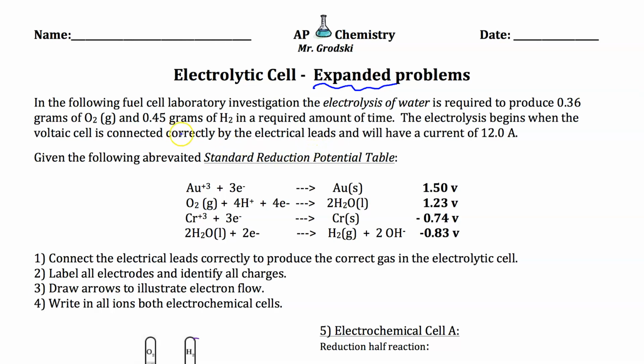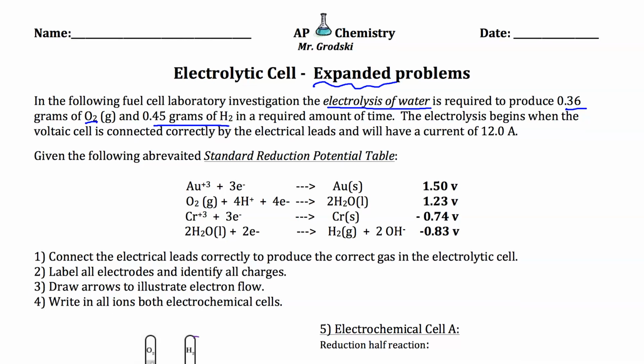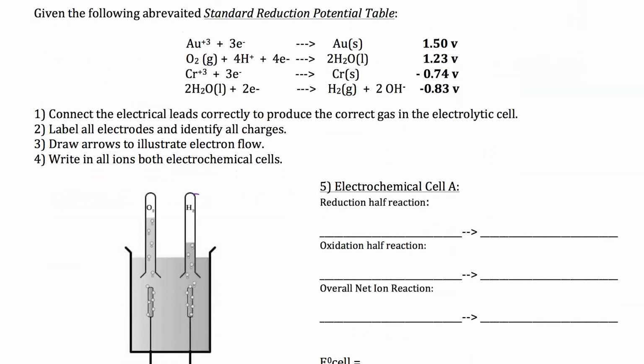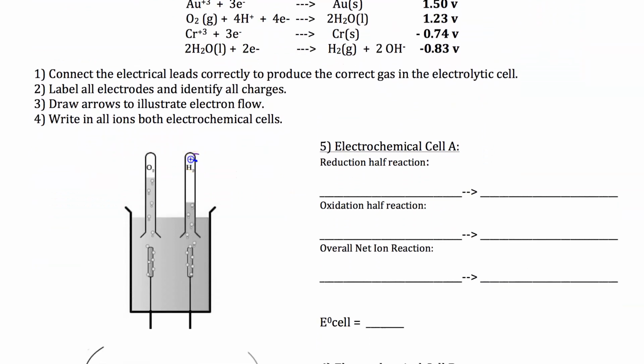And what they say, we have a fuel cell, electrolysis of water. We've seen this before. And it produced 0.36 grams of oxygen gas and 0.45 grams of hydrogen. We're making the pure form. And that's what's happening below here. So if we come down here, we're making hydrogen gas and we're making oxygen gas. If we did a demonstration in class and reviewed this, you'd recognize this very well.